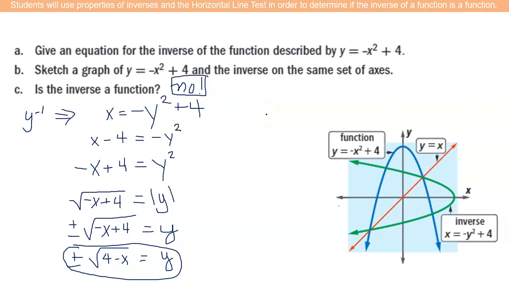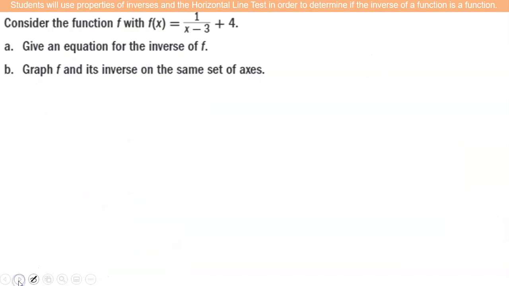Now, we could have predicted that because this is symmetric to the y-axis, so that means that each x has only one y, but this y has two x's. So when we flip it over the y equals x line, each x is going to have two y's. So just a little tidbit there. So there's how we do the algebra part of this. That's what we're looking for. We just switch our x and y, and boom.